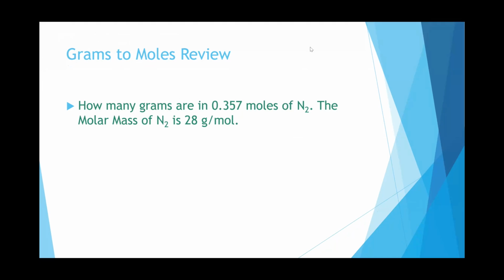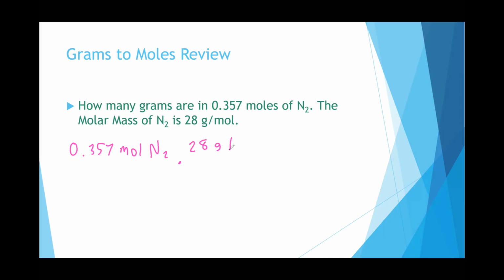Okay, we learned this in the past, I think 3 lessons ago. Then we're going to start with what we have, 0.357 moles of N2. We're going to use molar mass just like the last problem. But this time, we're going to put the moles on the bottom so we can cancel out moles of N2. So we multiply by 28 grams of N2 over 1 mole of N2.